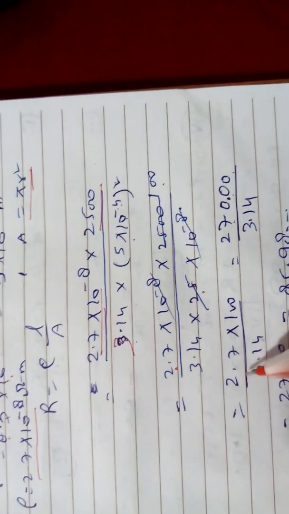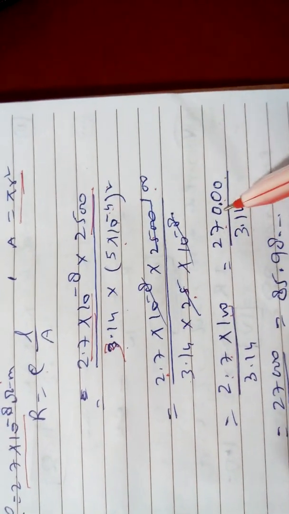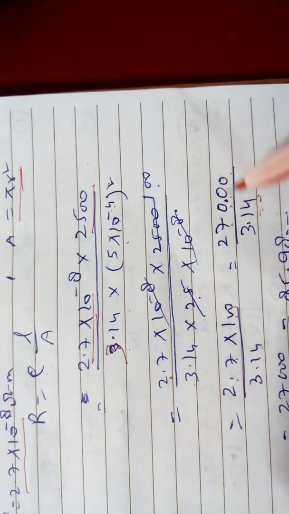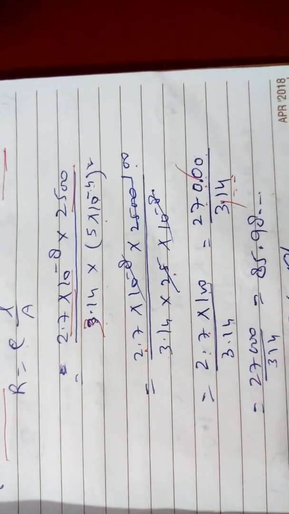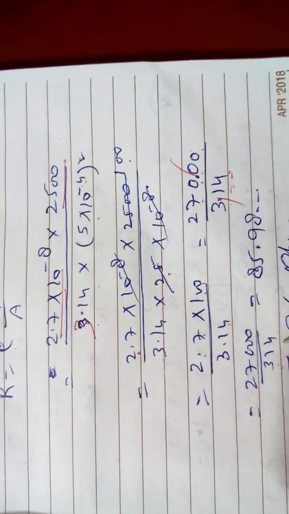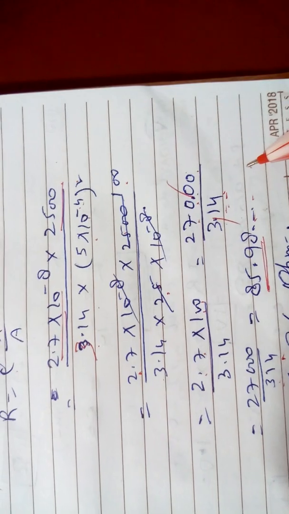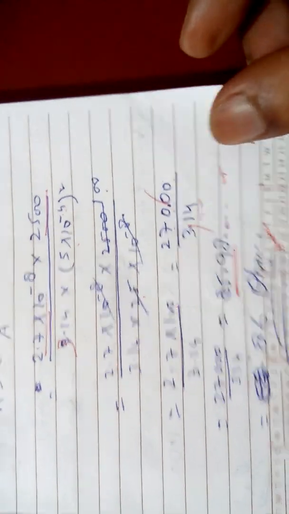270. 2.7 into 100, 1 decimal place, gives 270. From the denominator I am increasing 2 decimal places, then these decimals will be removed. You are getting 27,000 upon 314, which is 85.98 and more digits. So rounding off, you get 86 ohm of resistance.